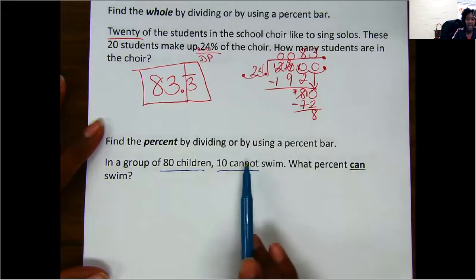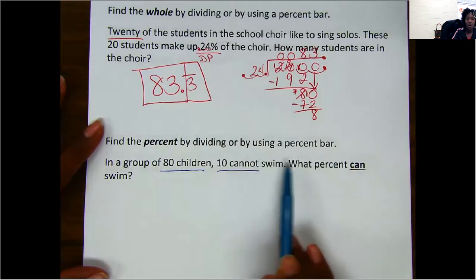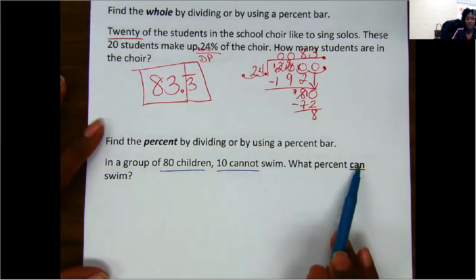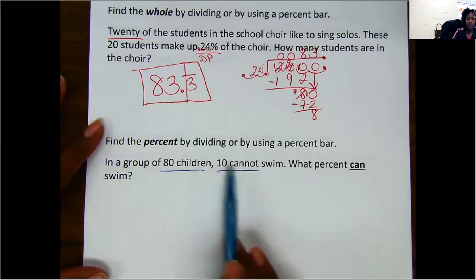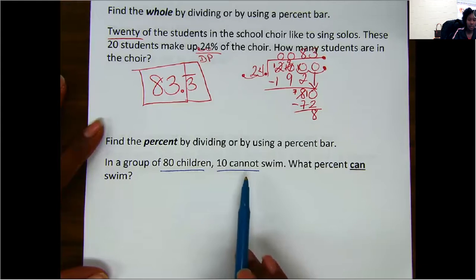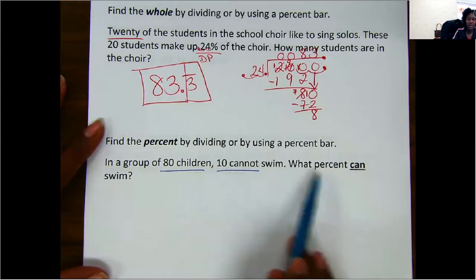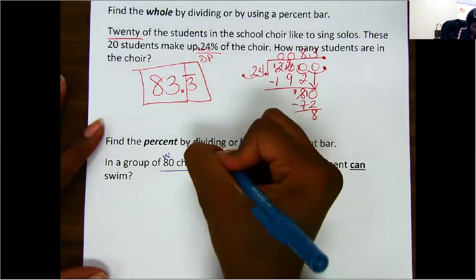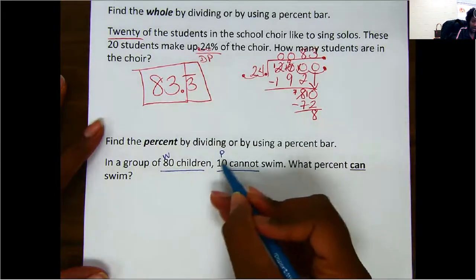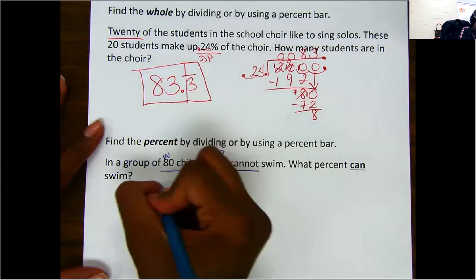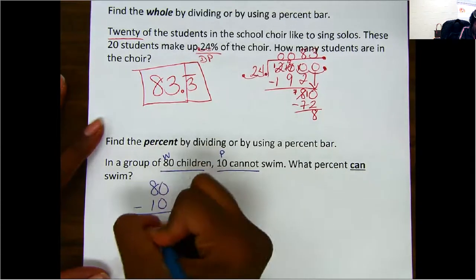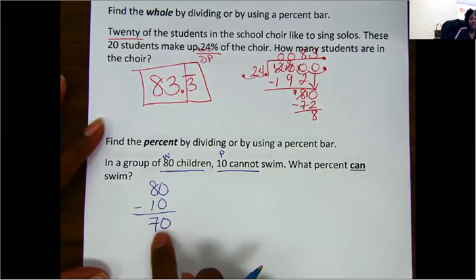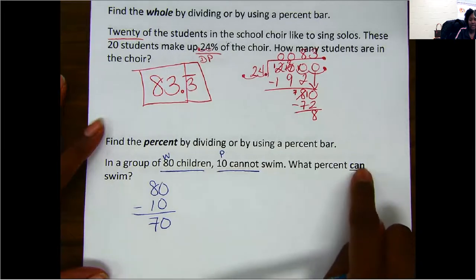The number that they gave you was the ones that could not swim. They wanted to know what was the percent that could swim. So you had to do a little work before you got to your answer. You had to first get the number of kiddos that could swim. So here's my total. This is my part, but this is not the right number. I need to subtract these two. 80 minus 10 will give me 70. 70 is the number that I need to calculate because they want to know how many can swim.